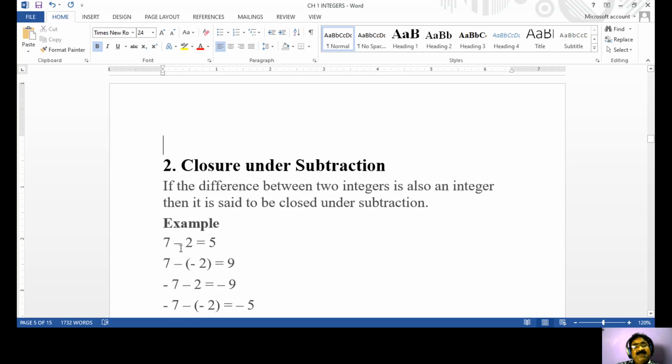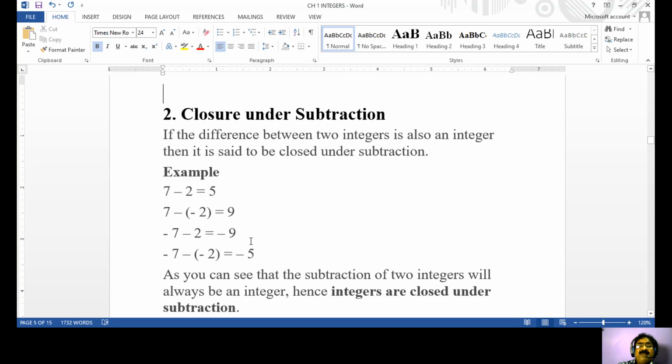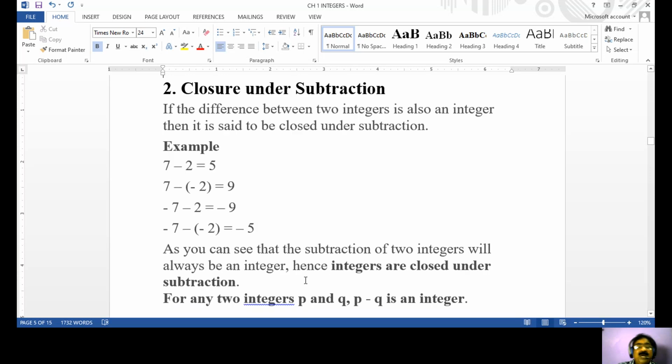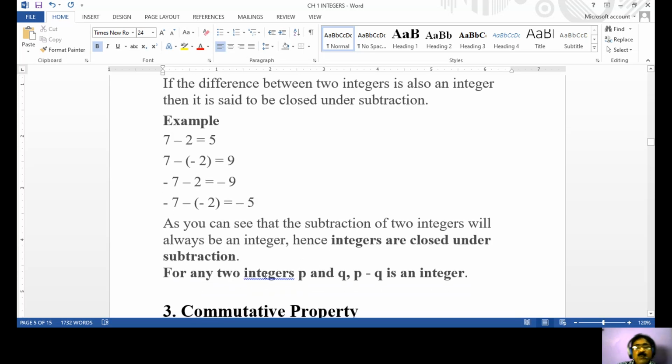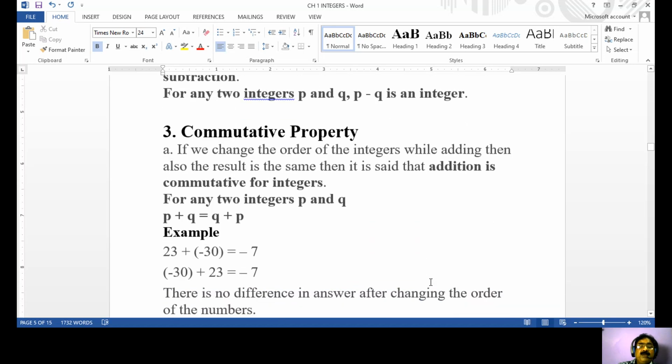For example, 7 minus 2 is equal to 5. 7 minus -2 is equal to 9. -7 minus 2 is equal to -9. -7 minus -2 is equal to -5. 5, 9, -9 and -5 are all integers. So we can say the subtraction of two integers will always be an integer. Hence, integers are closed under subtraction. For any two integers P and Q, P minus Q is an integer. Now, children, commutative property. What is commutative property?